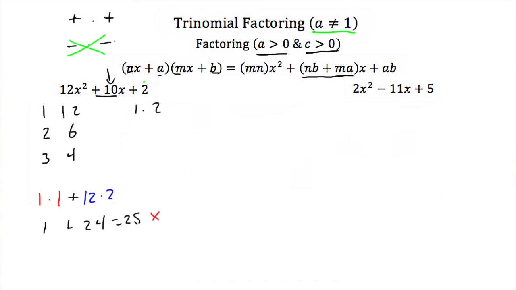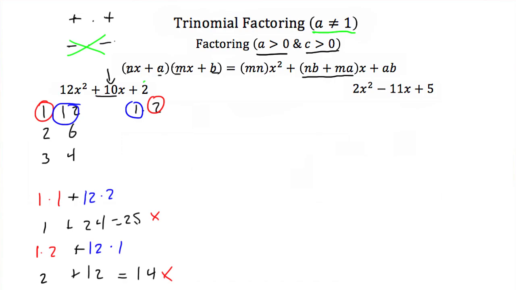Instead, we can try 1 times 2 and 12 times 1. If we do that, we'll have 1 times 2 plus 12 times 1. Well, 1 times 2 is 2 and 12 times 1 is 12. If we add those together, that's equal to 14. So that doesn't work either, because again, we're looking for 10.